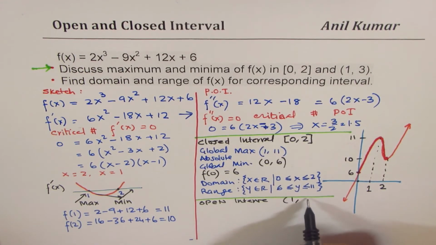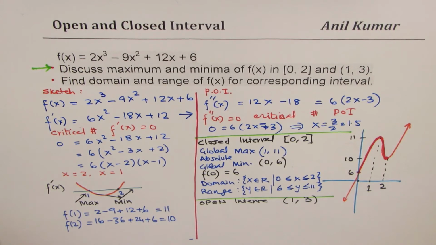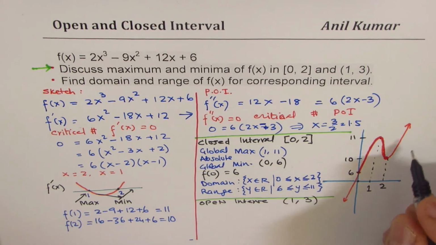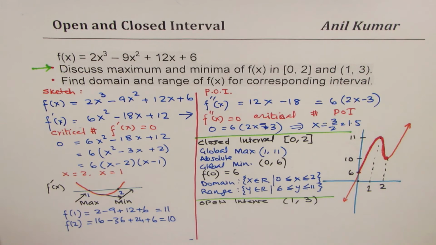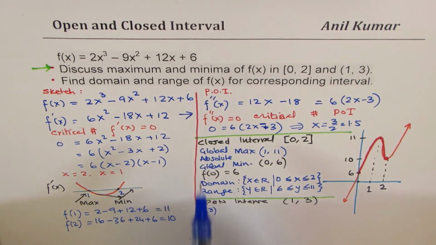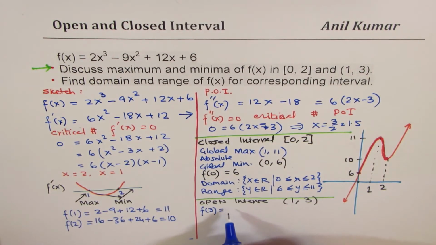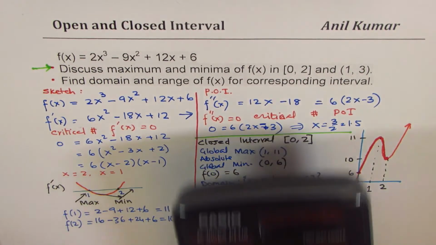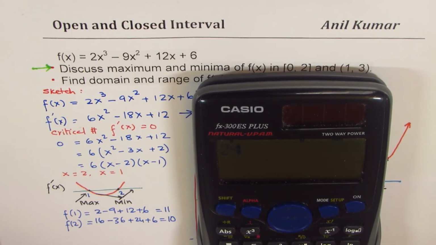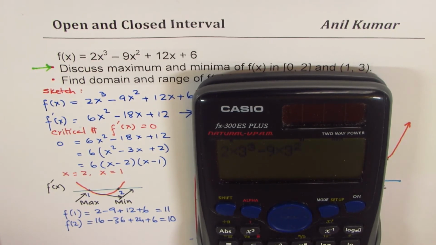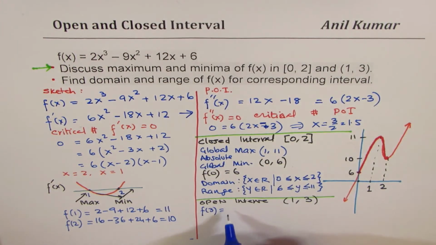Open interval 1 to 3. That means 1 is not included and even 3 is not included. So let's get to 3 also. First thing is, let me find what is the value of the function at 3. So I'll substitute 3 here. Let's use the calculator, faster. So we have 2 times 3 cube minus 9 times 3 square plus 12 times 3, and then plus 6 equals 15. So we get a value of 15 at 3.